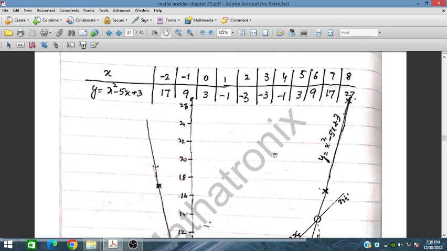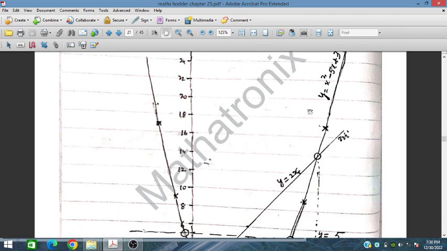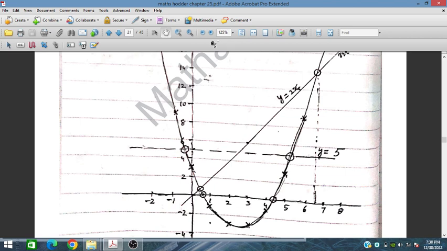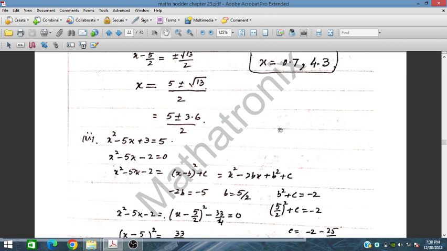In the second part, we have x square minus 5x plus 3 is equal to 5. We can draw a simple y is equal to 5 line. Here we have drawn the y is equal to 5 line, and it is intersecting here and here. We can read the values from here and solve it. So this is the second part.